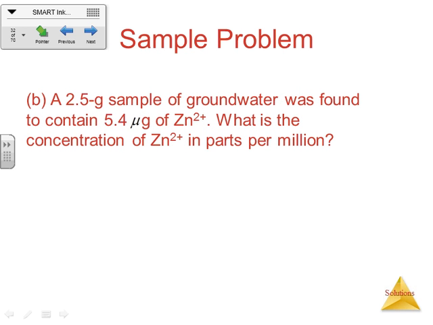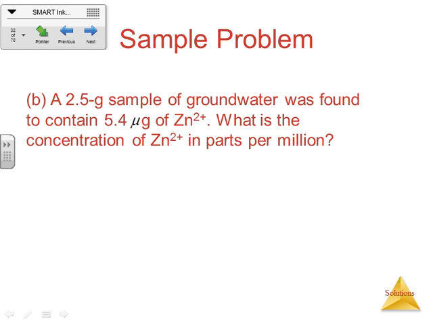All right. A 2.5 gram sample of groundwater is found to contain 5.4... You guys remember what that little symbol stands for? That is the micro symbol. So that's micrograms. Okay. There are 1,000,000 micrograms in a gram. All right. So it contains 5.4 micrograms of zinc. What's the concentration in parts per million?